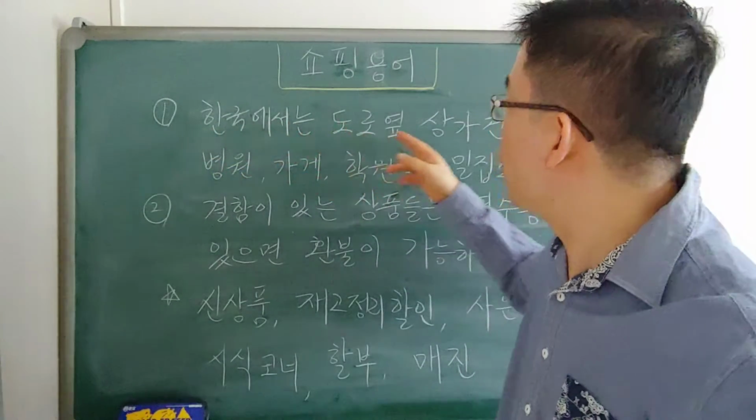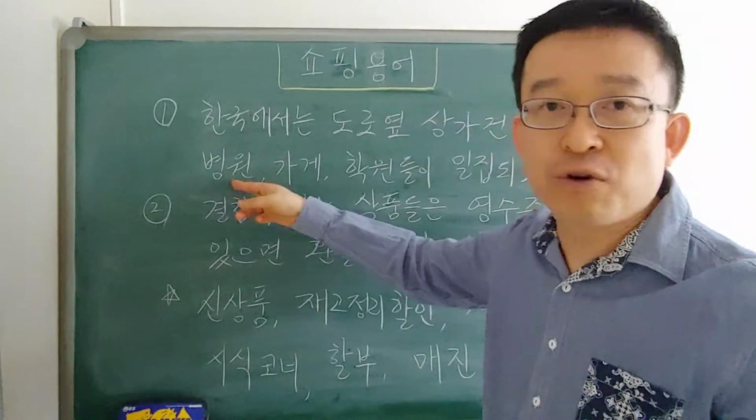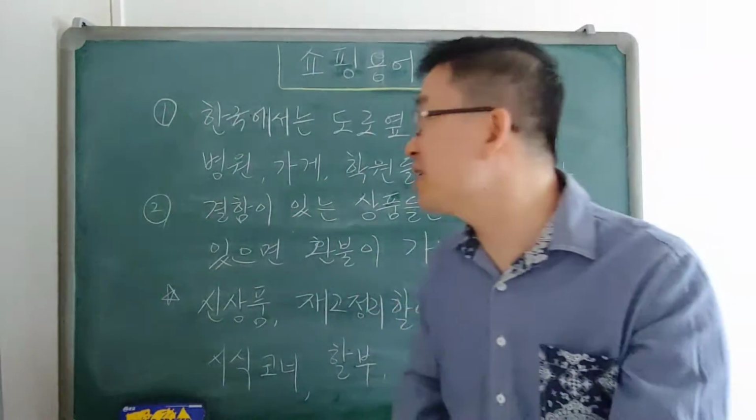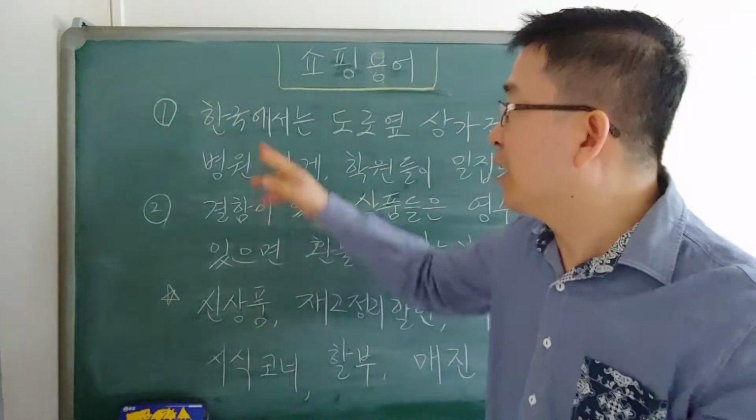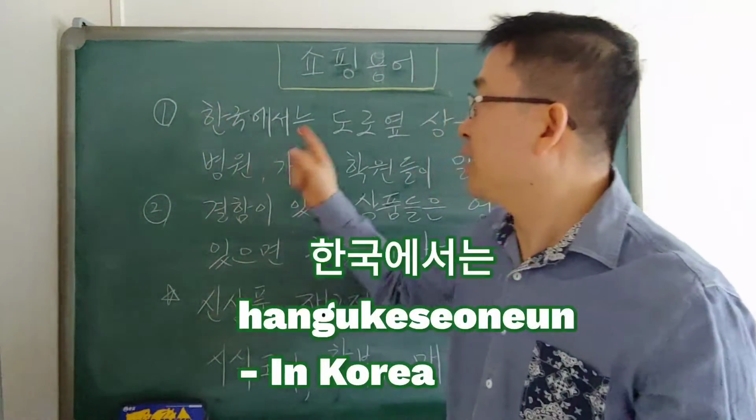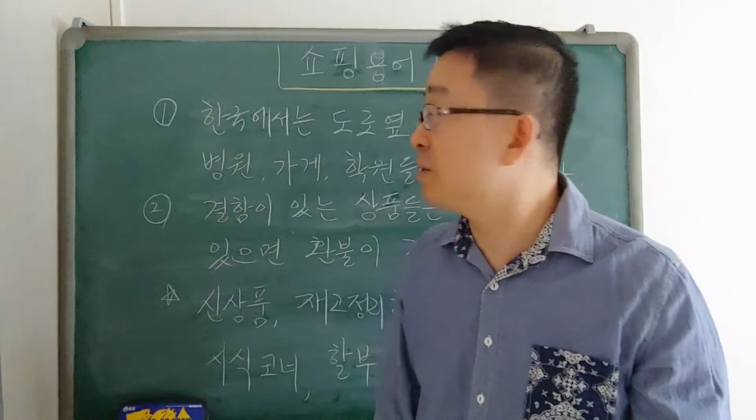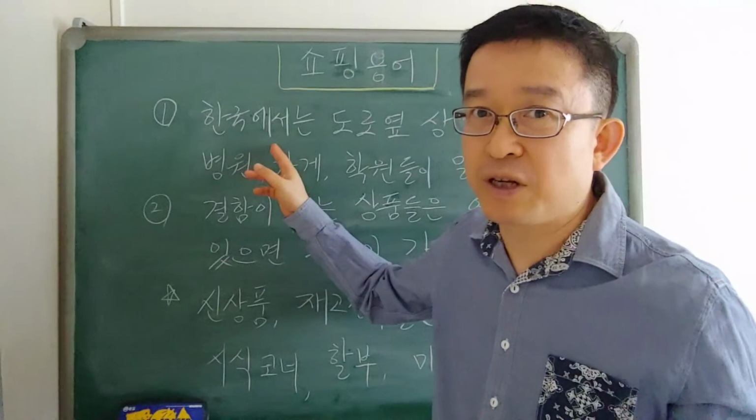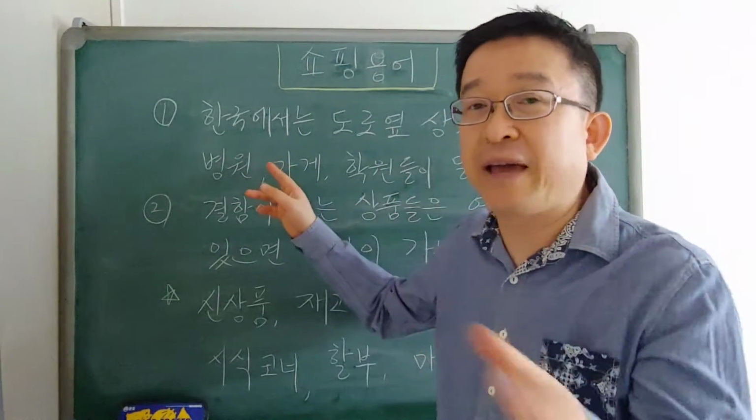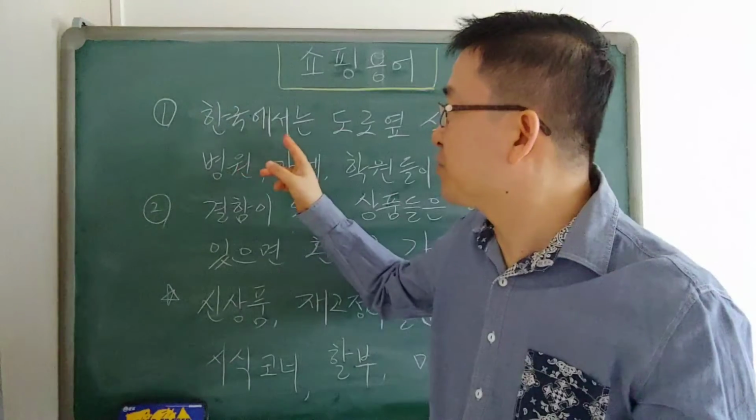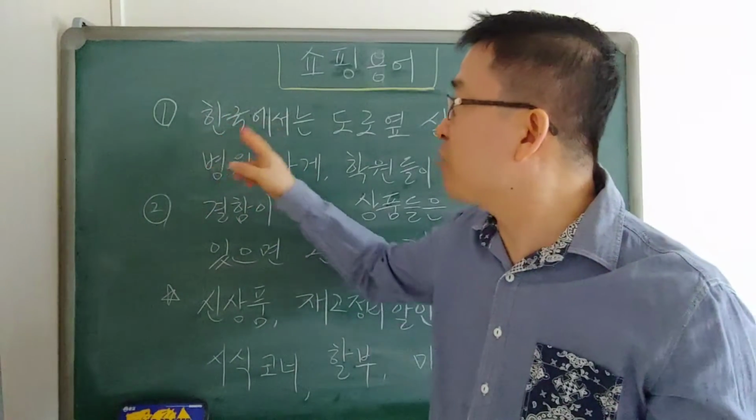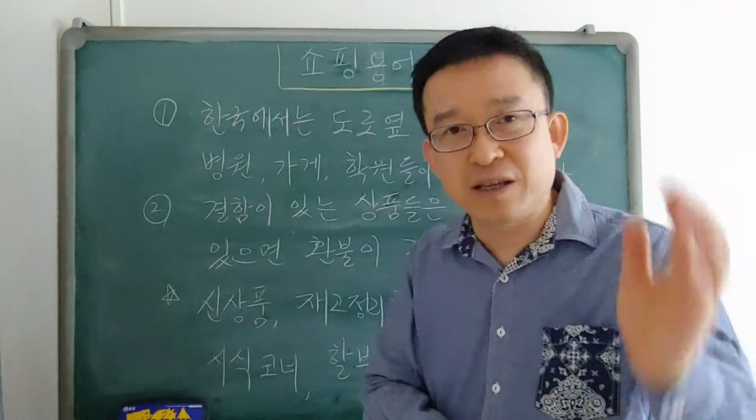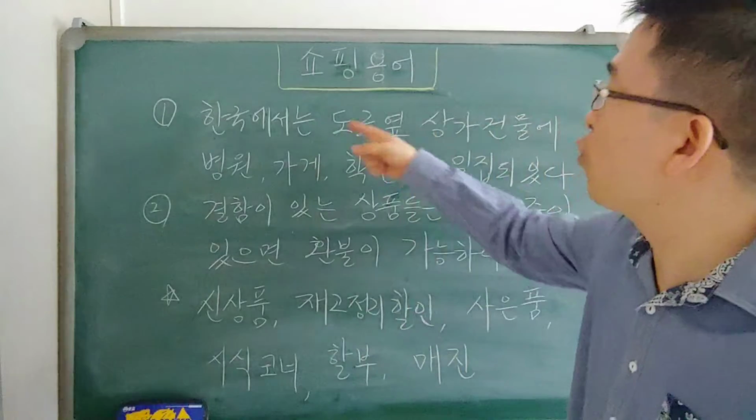한국에서는 도로 옆 상가 건물에 병원, 가게, 학원들이 밀집돼 있다. It's quite a long sentence. Okay, we are going to analyze bits and bits. 한국 means Korea. 에서는 is like a place preposition, so at the, in the. So 한국에서는, as a chunk, just memorize. 한국에서는 as a chunk means in Korea.